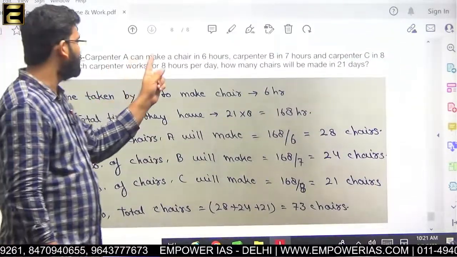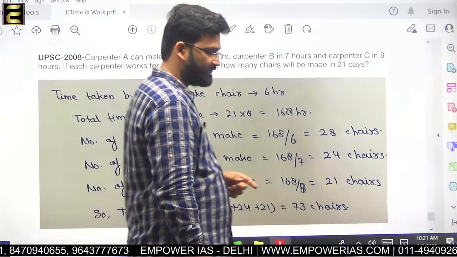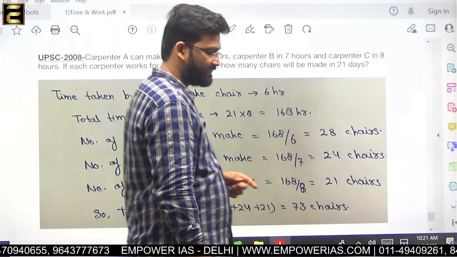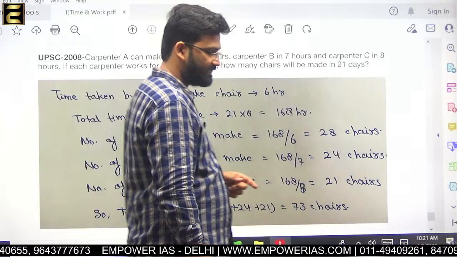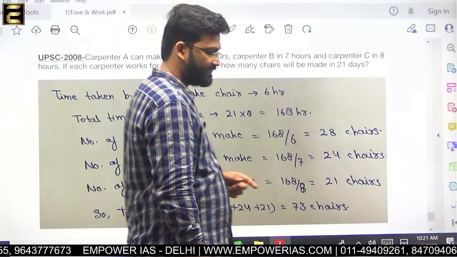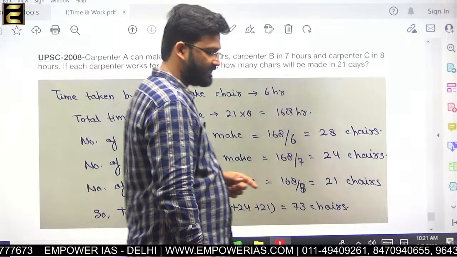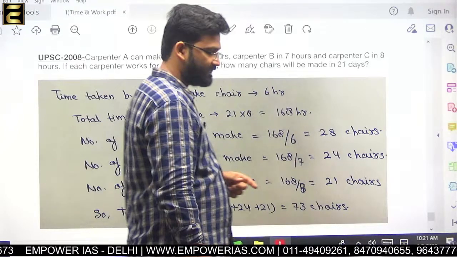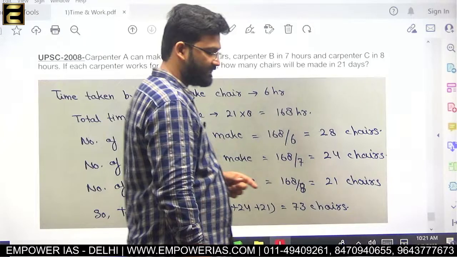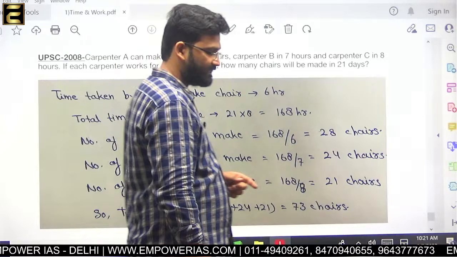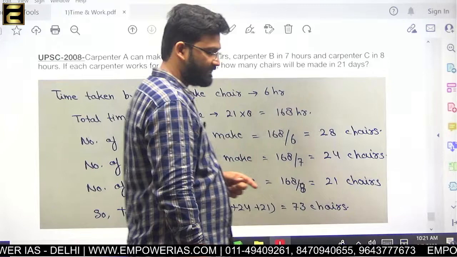Okay, now move to this question. Carpenter A can make a chair. This has been asked by UPSC in 2008. Carpenter A can make a chair in 6 hours. Carpenter B can make the same chair in 7 hours, and carpenter C in 8 hours. ठीक है? If each carpenter works for 8 hours per day, how many chairs will be made in 21 days?